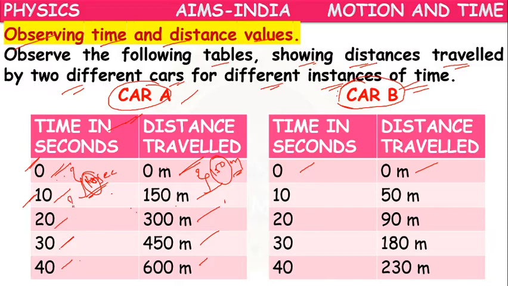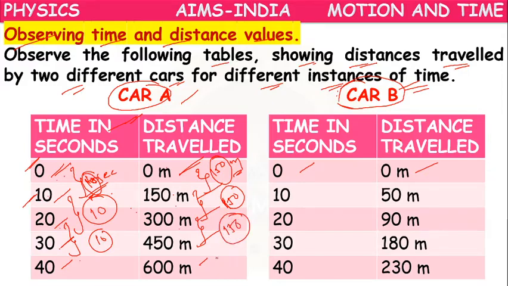Again, from 10 to 20 seconds, what is the time interval? 10 seconds. What is the distance traveled? 150 to 300 meter. Again, what is the difference? 150 meter. Again, from 20 to 30, what is the time interval? 10. 300 to 450, distance gap 150 meter. Next, 30 to 40, time interval 10. 450 to 600, distance gap 150.